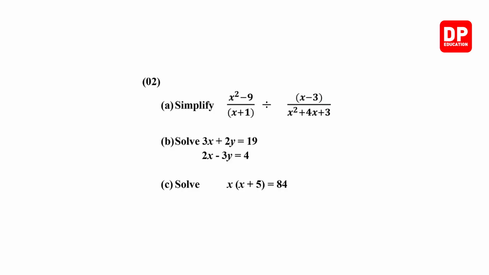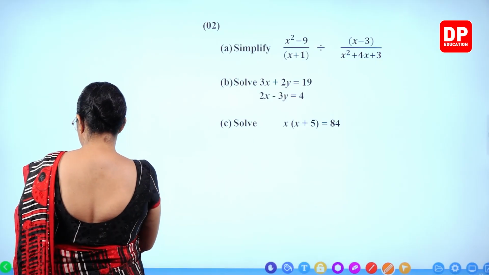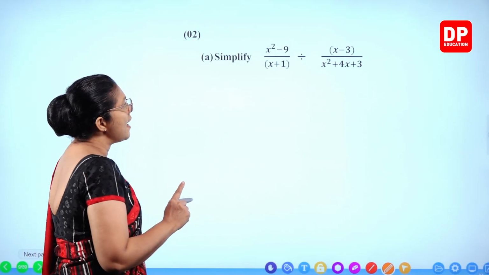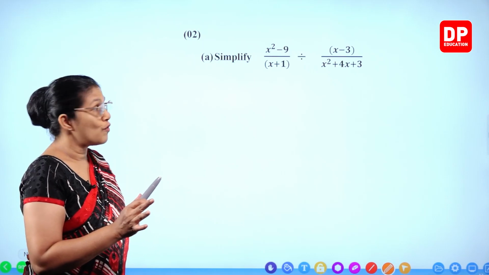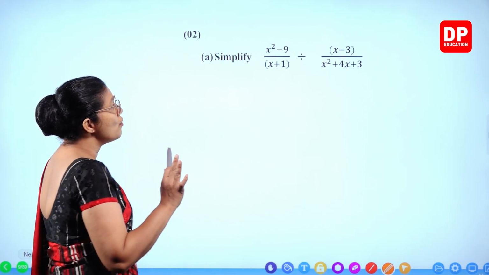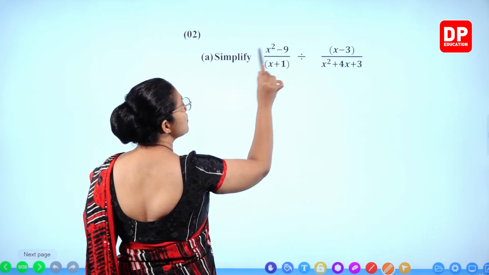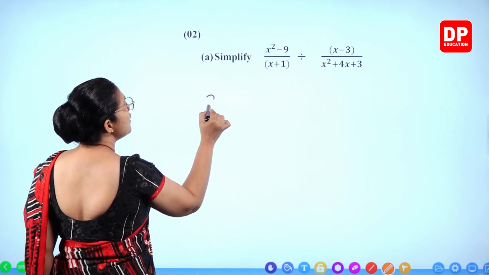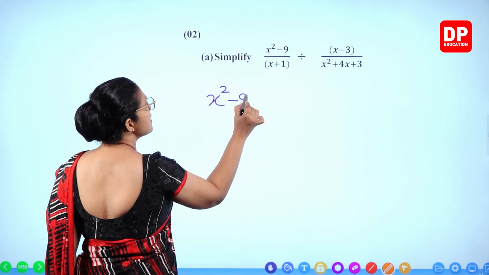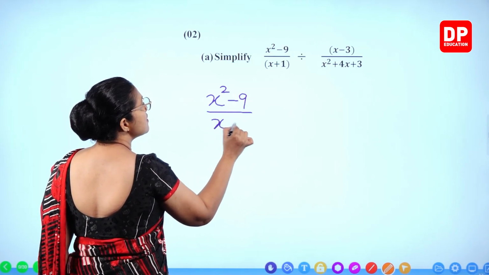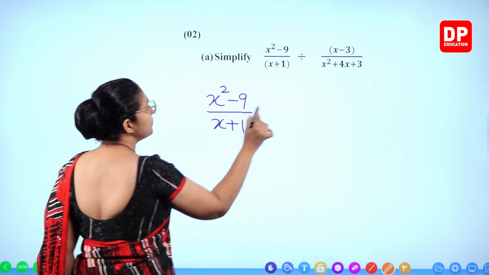Let's do question number 2. It's about algebra, solving equations, algebraic fractions. Simplify. So this is an algebraic fraction. The first thing you have to do is factorize the algebraic expressions. First we'll take x squared minus 9, and this is divided by x plus 1.